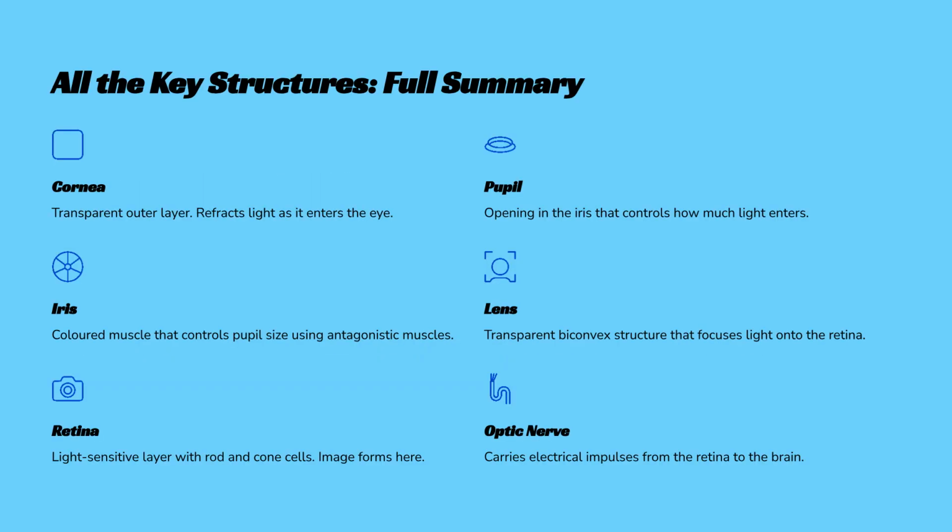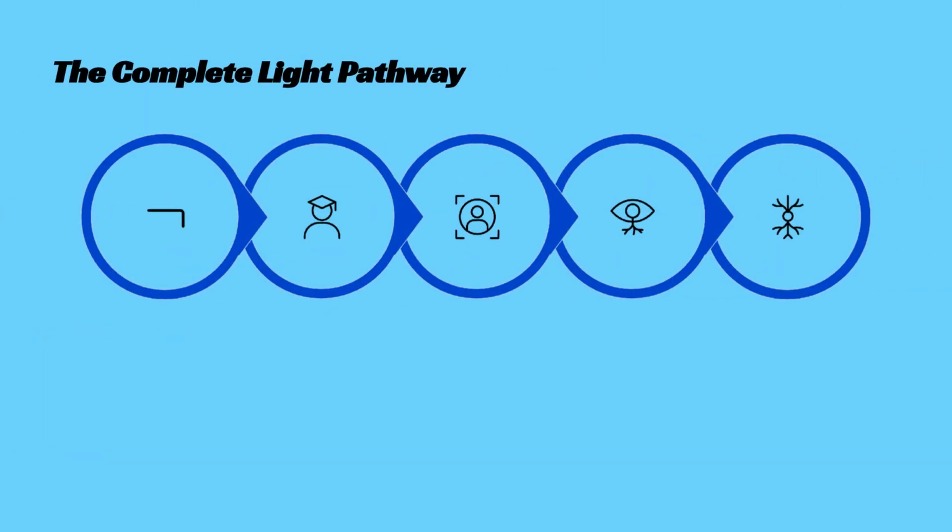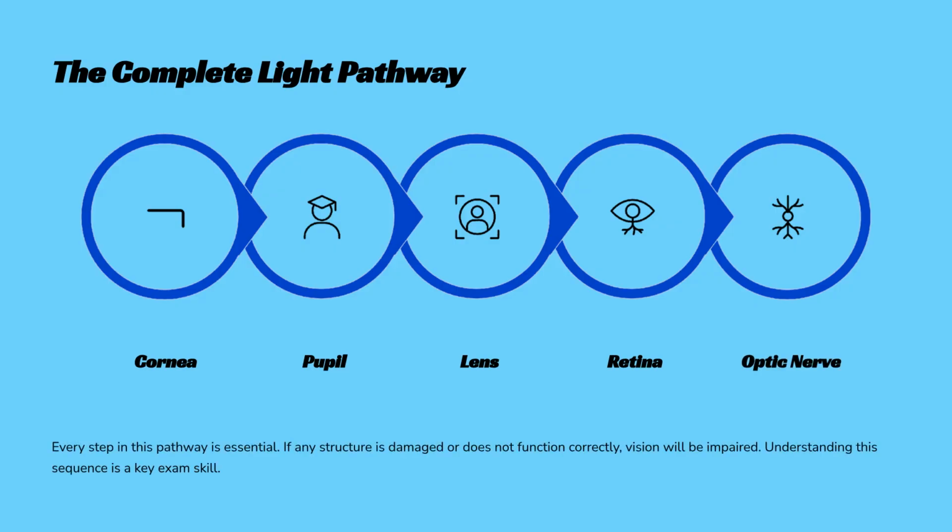Let's summarize the key structures. The cornea and lens refract light. The iris and pupil control light entry. The retina detects light, and the optic nerve transmits signals to the brain. The complete light pathway involves light passing through the cornea, pupil, and lens, focusing on the retina, and then sending electrical impulses via the optic nerve to the brain for interpretation. This sequence is vital for sight.